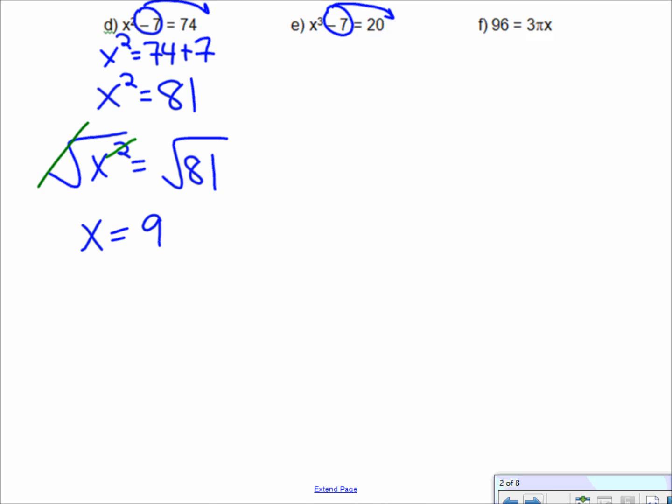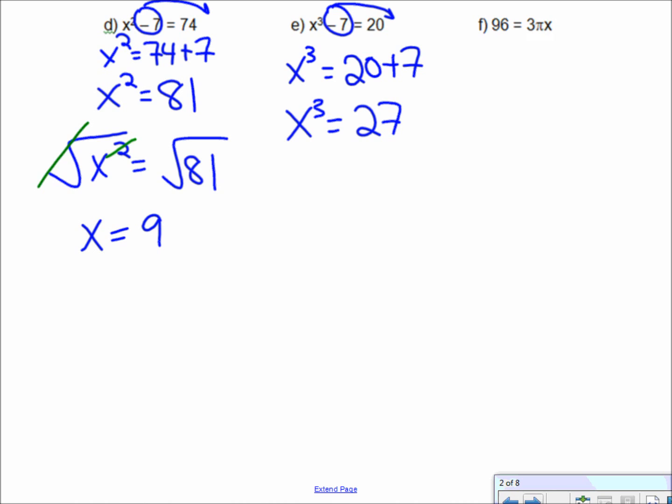Okay, next one again. It's just a fluke that it's a -7 again. So I get x cubed equals 20 plus 7. So I get x cubed equals 27. I said this verbally to you guys before. Exponent 2 is eliminated by the square root. Exponent 3, exponent 4, exponent 5, it doesn't matter what exponent. You can do multiple roots. Does everyone agree with that?